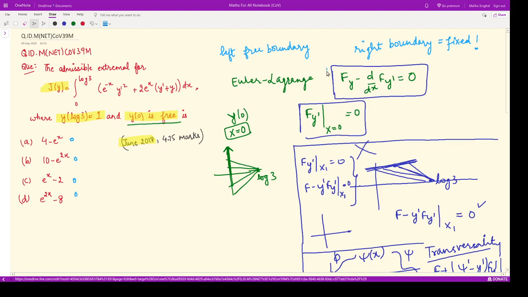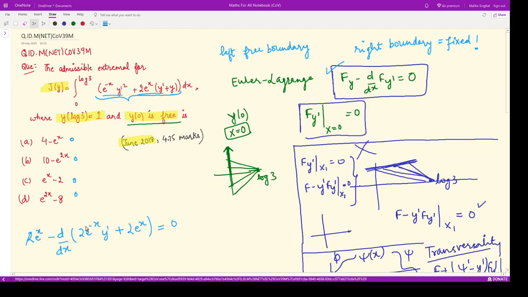So first of all, Euler's equation must be solved. So our f is this. What is our f of y? In this term there is no y. There is no y here. Here is y. So our f of y is 2 e to the power x minus d dx of f of y dash. F of y dash would be 2 e to the power minus x y dash, and from here it is plus 2 e to the power x is equal to 0.